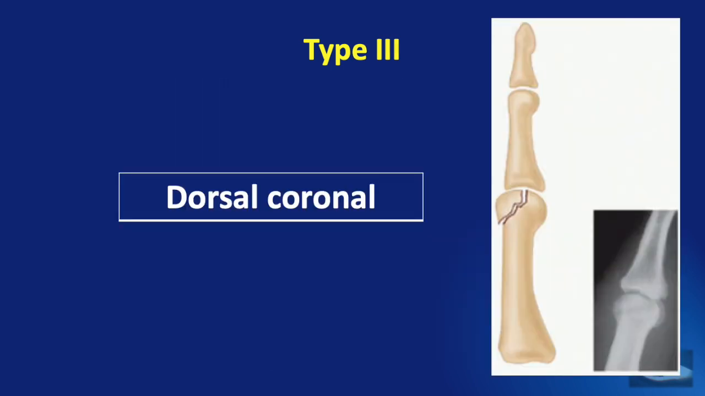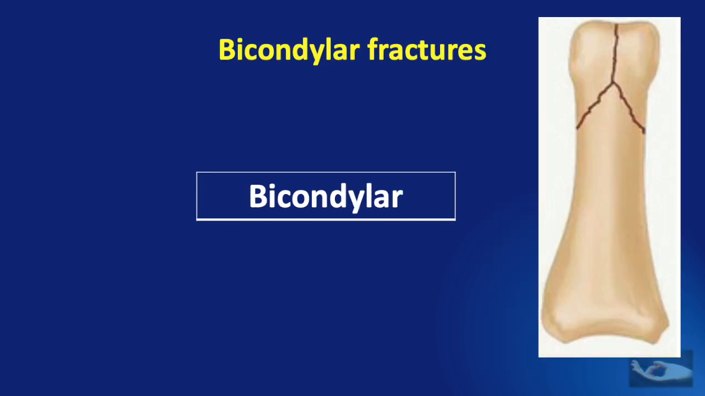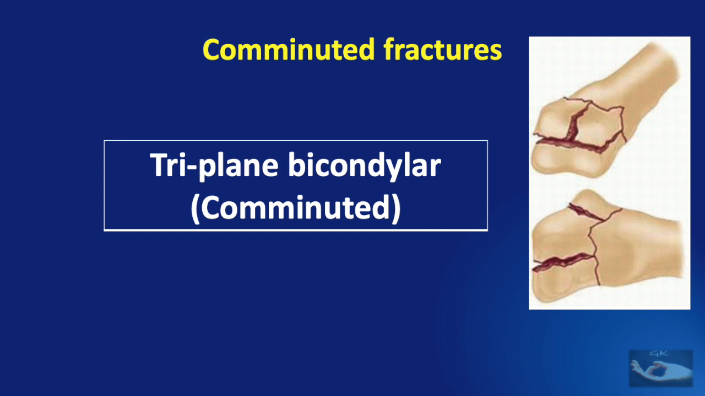Type 3 fracture is a coronal fracture involving the dorsal part of the head of the phalanx. This is usually a stable fracture, but it may be associated with a dislocation. Type 4 is again a coronal fracture, but this time involving the volar aspect of the head of the phalanx. Two other types of fractures that occur in the head of the phalanx are the bicondylar fractures, which are again unstable, and the comminuted fractures, which are otherwise called triplane bicondylar fractures.